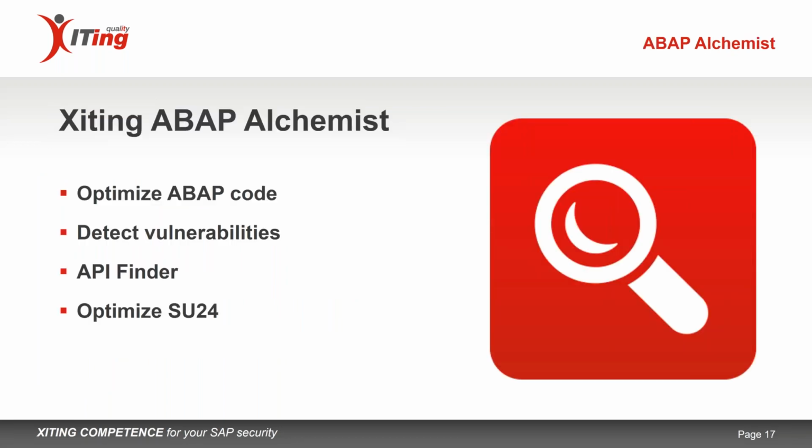All right, so the module we're going to use here is the ABAP Alchemist. It's to optimize your ABAP code, detect vulnerabilities. It's got an API finder, and the most important part of this for me is optimizing the SU24 by way of a role redesign. I really need that part done up front.